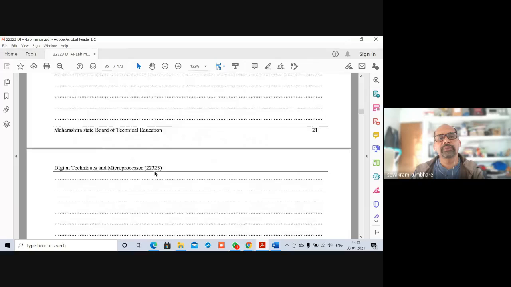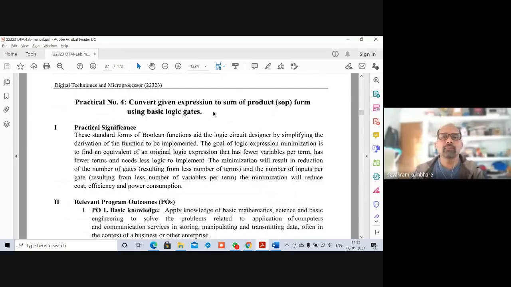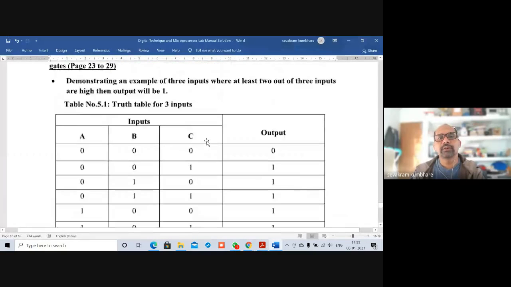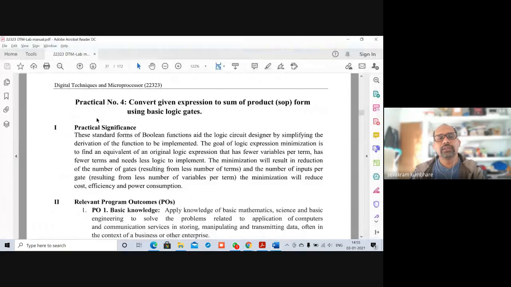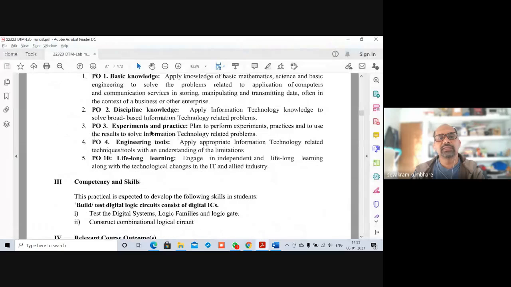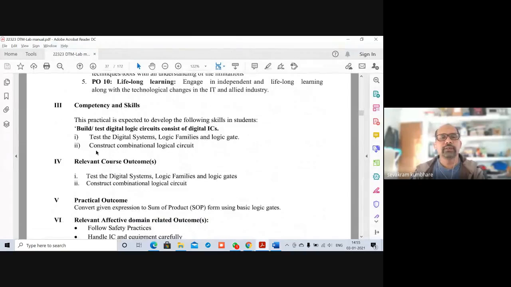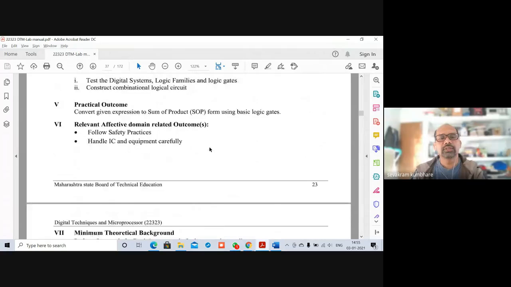Now the next experiment is experiment number 4, that is convert given expression to sum of product form using basic logic gates. Shall we go to experiment number 4? This is experiment number 4. In this, these are the competencies and program outcomes mentioned. You just go through it and read it. Competencies: test the digital circuit, construct combinational logic circuit. Then course outcomes are these two. Practical outcome is this. Just go through it.